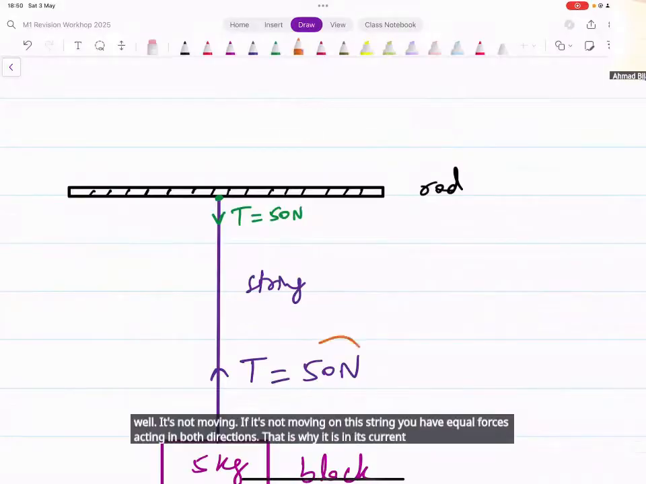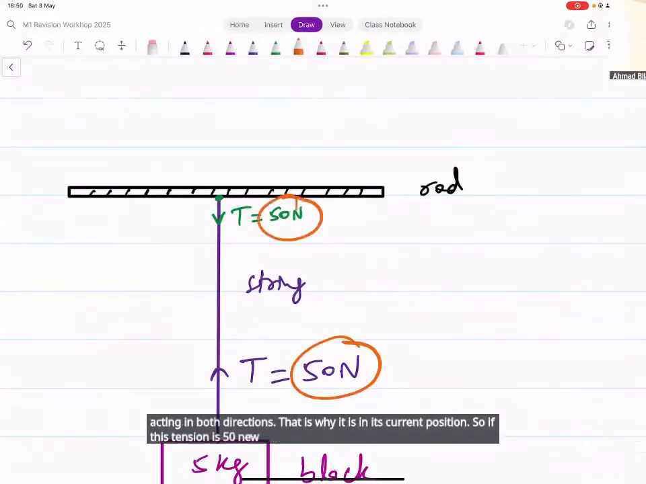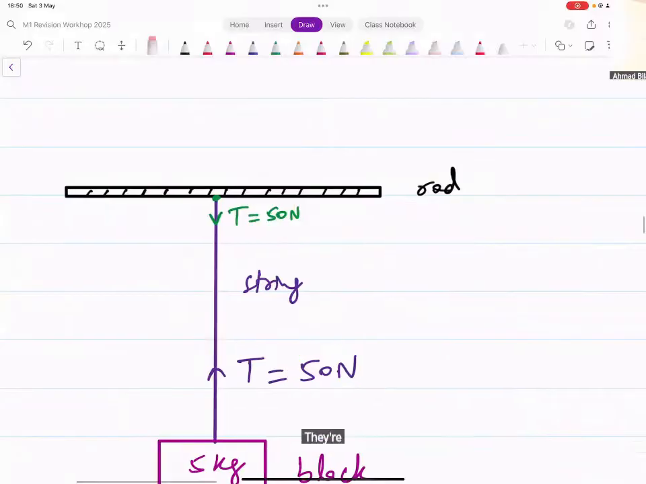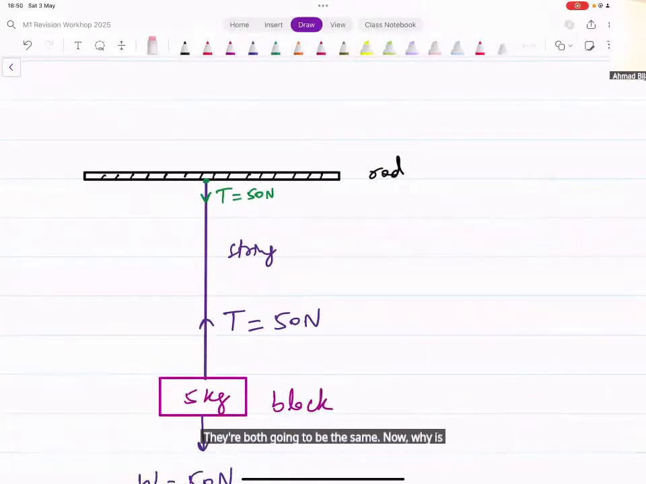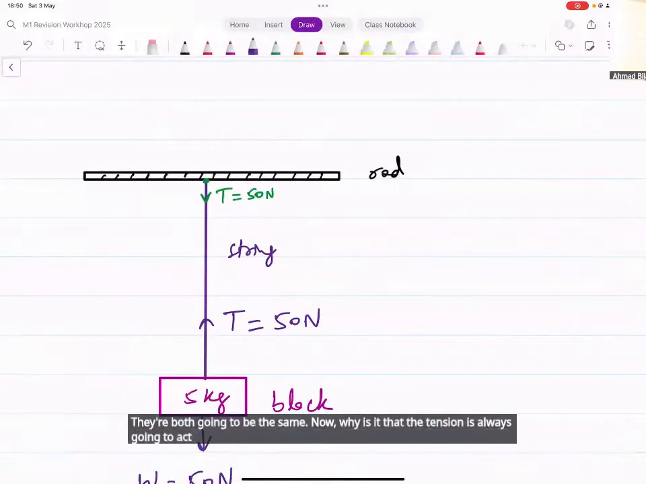So if this tension is 50 Newton, this is also going to be 50 Newton. They're both going to be the same. Now, why is it that the tension is always going to act away from the point? Because think about a string.